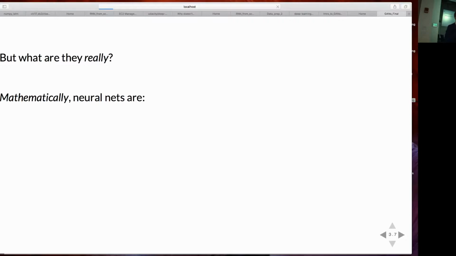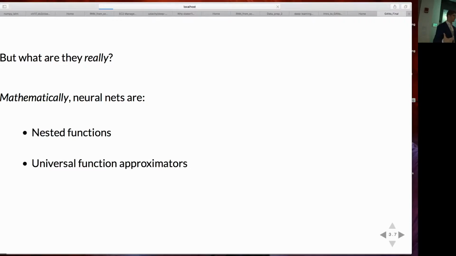Mathematically, neural nets are just functions. They take in input and produce output. They're nested functions, so they take input and produce some intermediate values, then apply another function to those values, produce some more values, et cetera, and eventually you get output. They're universal function approximators, so they can be used to approximate any function, differentiable or non-differentiable. But they are themselves differentiable, so for the whole function, you can compute its derivative with respect to any input or parameter.